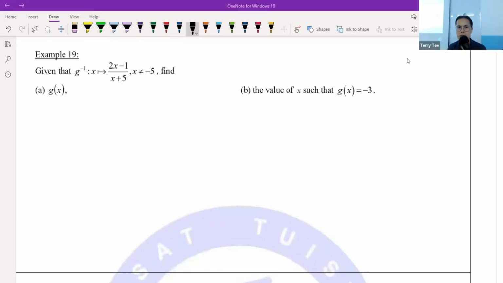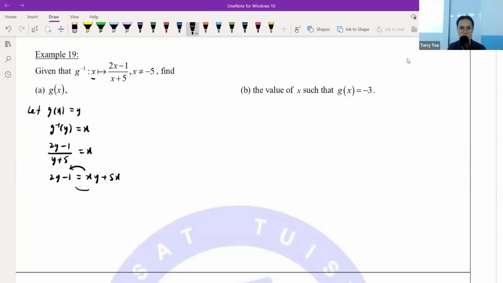The way I'm doing it is I like to let whatever I'm finding become y. I write g(x) equals y. So you switch the position. g inverse y is now x. So we sub inside because I know g inverse x. So this is 2y minus 1 over y plus 5, I let it be x. I'm finding y, right? So 2y minus 1 is xy plus 5x. Since I'm finding y, I group all the y on the same side. I bring over. 2y minus xy is now 5x plus 1.